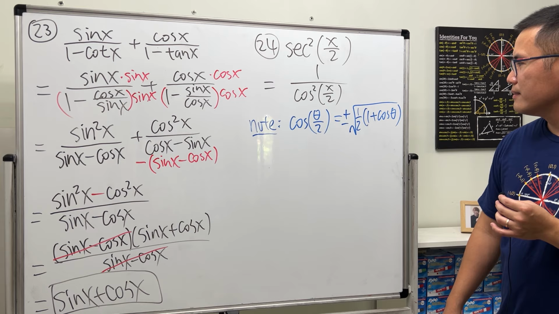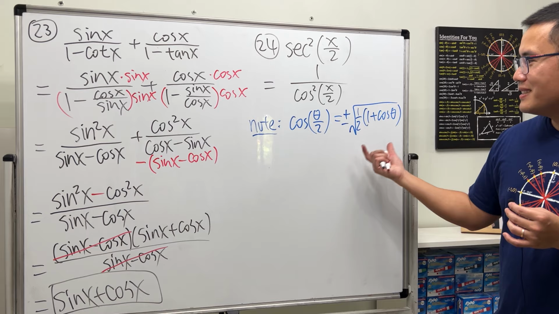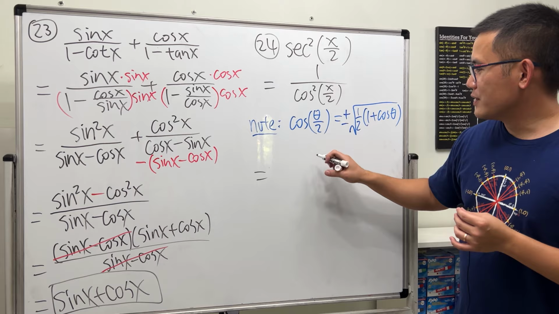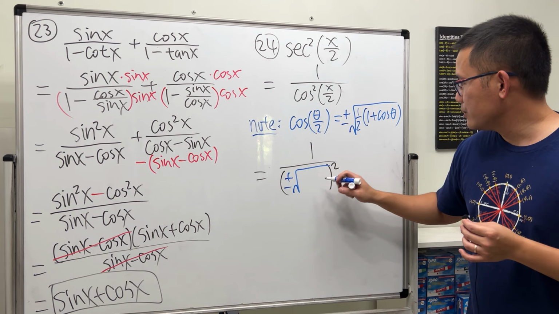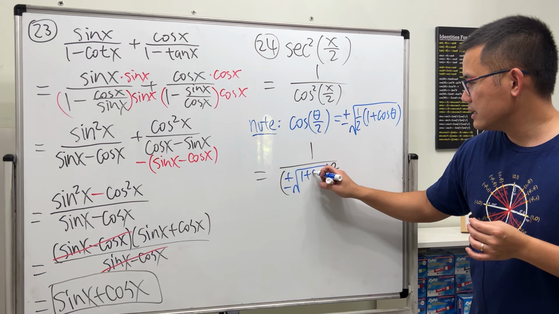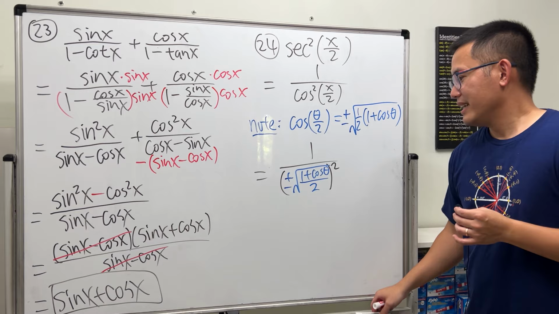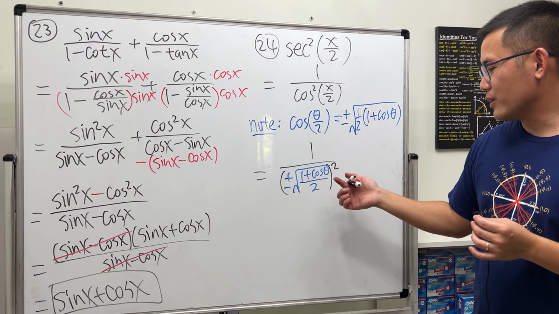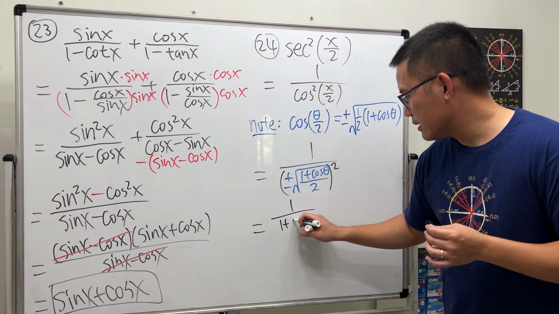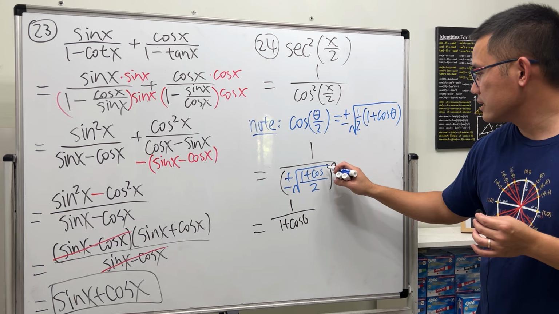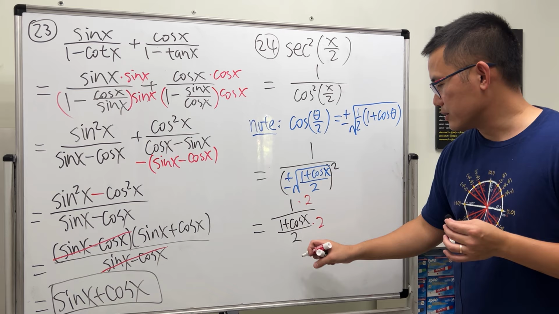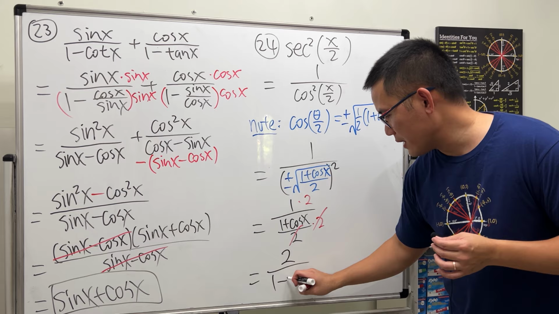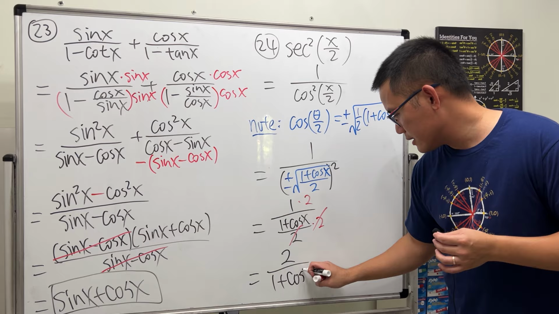So if you use this, which I provided on the cover page, so take a look, you can do the following. This is 1 over the square, parentheses squared, and then cosine of x over 2 is just all that. We have the plus or minus square root, and let's write this as 1 plus cosine theta over 2, like so. Plus or minus, if you square, you still get plus. Square and square root cancel. So this is just 1 over 1 plus cosine x over 2. So this is the complex fraction. Multiply the top and bottom by 2. They cancel. So final answer, we have 2 over 1 plus cosine x. All right, so that's that.